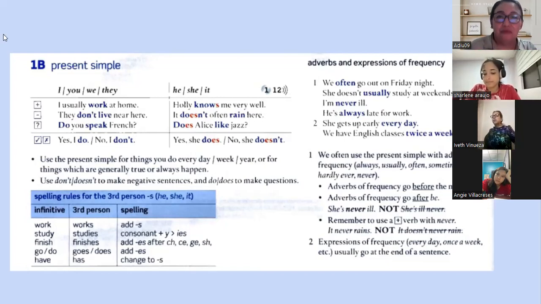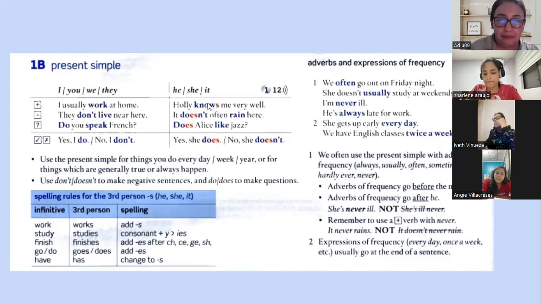So these are the different situations where we usually use present simple time. Things we do every day, every week, every year, or for things that are generally true or always happen. So we use don't or doesn't to make negative statements.